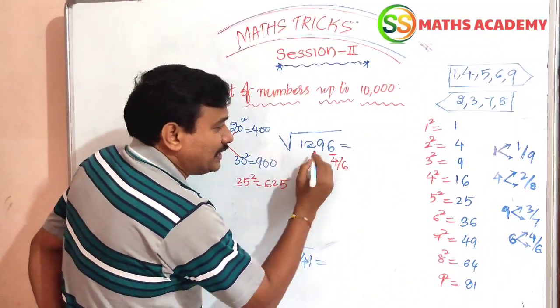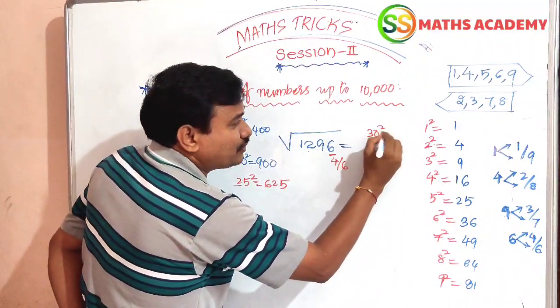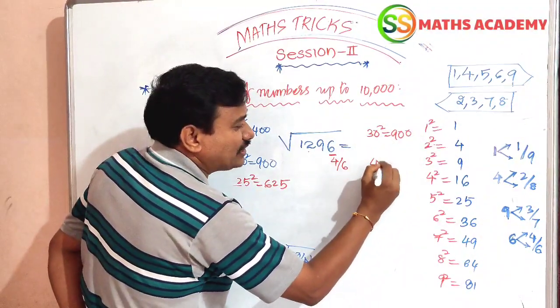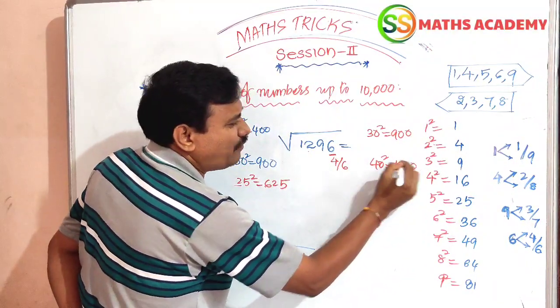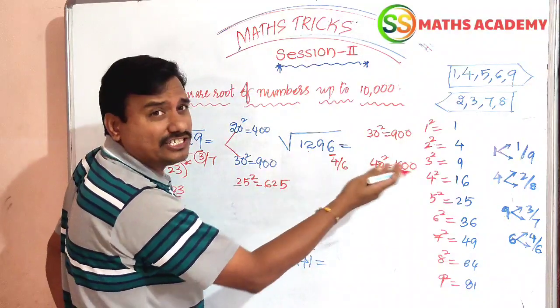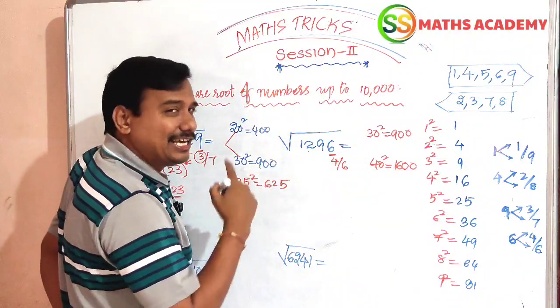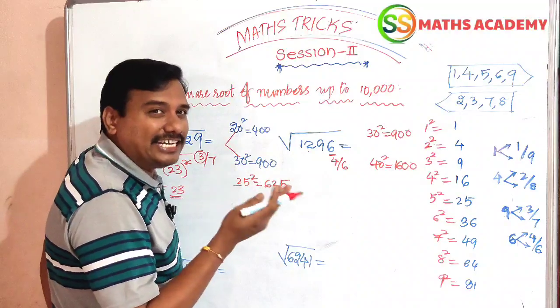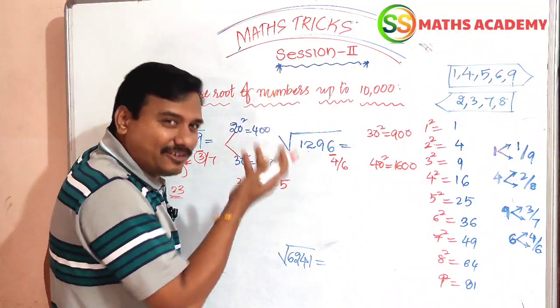And 12 is between 30 square and 40 square. Yes, friends, 30 and 40, very easy. 30 square: 3 3s are 9 and 2 zeros. 40 square means 4 4s are 16 and 2 zeros. Very easy, everybody. 5 table, 10 table, 11 table, 20 table, 100 table, these are very easy, no?